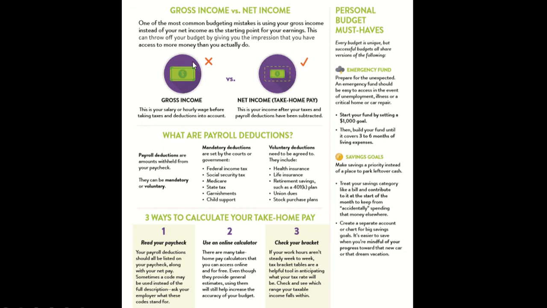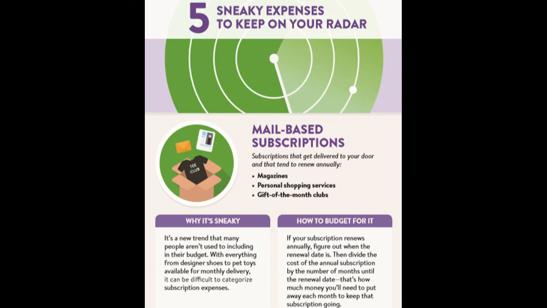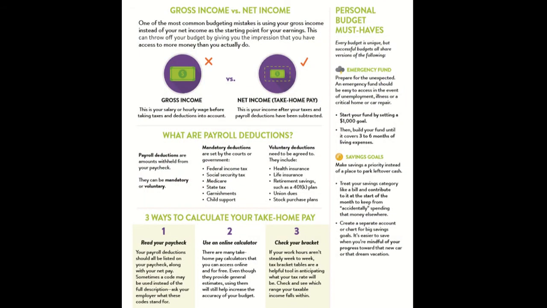So here's an image of what you think is your gross income, or guess what is your gross income, and then here's an image of what your actual net income is in relation to that gross income. So some of the payroll deductions that you should keep in mind are federal and Social Security taxes, Medicare, state taxes, garnishments if you have them, and child support. Some of the voluntary deductions that can come off of your paycheck are health insurance, life insurance, any 401k plans, union dues, or stock purchase plans.